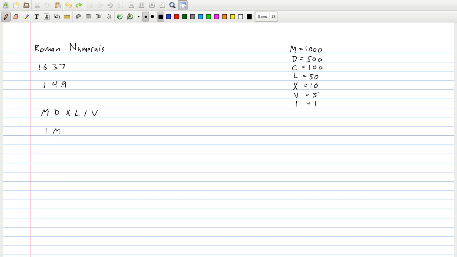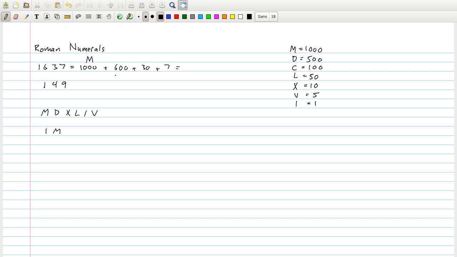When writing numbers in terms of Roman numerals, we want to expand this digit by digit. So we can write this first number, 1,637, as 1,000 and 600 and 30 and 7. Each digit will get its own expansion using one or more of the Roman numerals. 1,000 we have a symbol for, that's M.